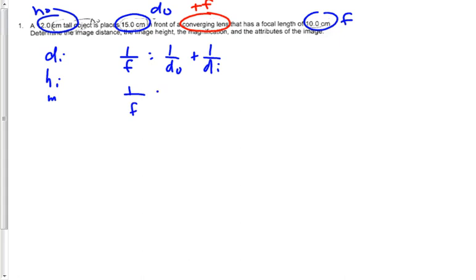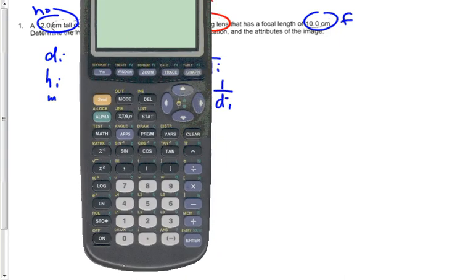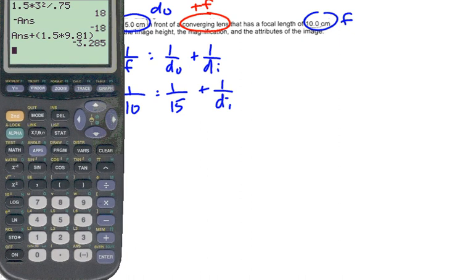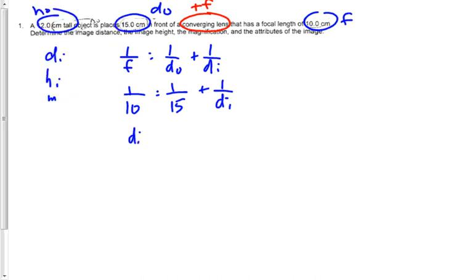1 over F is equal to 1 over DO, which is 15. Sorry, we know what F is, right? 1 over 10 is equal to 1 over 15 plus 1 over DI. Good. That's going to allow us to get DI, which is the first thing that we're actually looking for. So let's use our little shortcut here. Let's say 10 x to the minus 1, subtract 15 x to the minus 1. Let's get an answer for that. Let's flip it over. And let's get DI is equal to 30. It's positive. That makes life a little bit easier when we go to do our next one here.